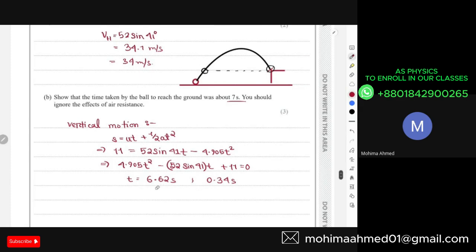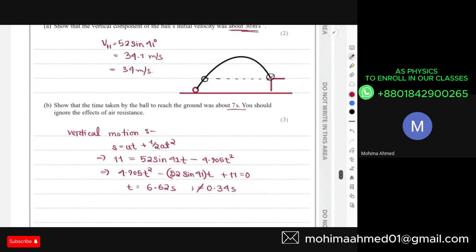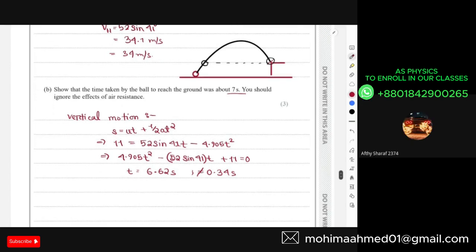So basically we're going to accept this value, right? The total journey, the time of flight for this journey is 6.62 seconds, not this one, where obviously at this point also it was 11 meters above the ground, but not a part of my calculation. So not going to accept this one, only going to accept this one. Is this clear? Any problem from part B? No, teacher.